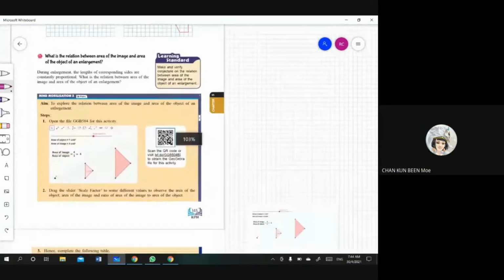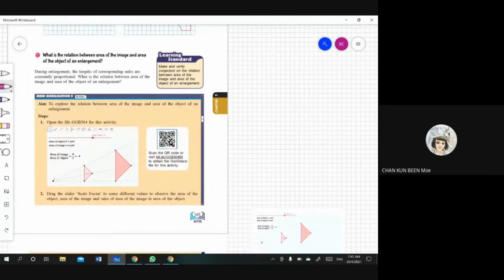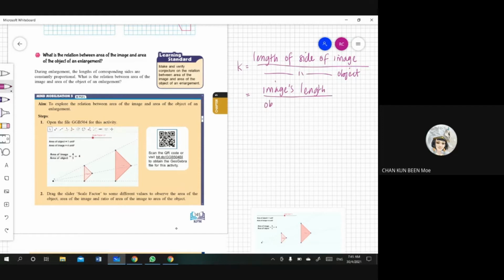Okay, so we move to the second part of the enlargement. Before I move on, just want to test you again. Do you still remember the formula for the scale factor? That is the length of? Image over object. Yes, length of side of the image over the length of side of the object. Usually, I just simplify it by saying this is the image length over object length.